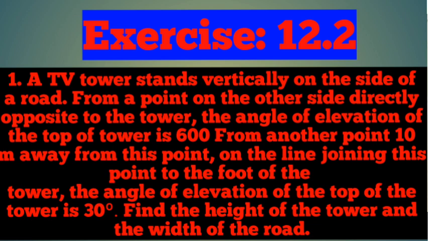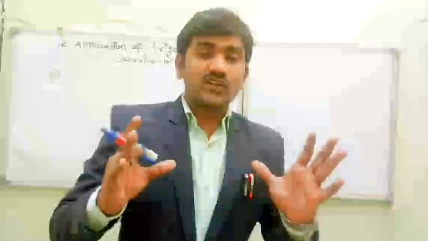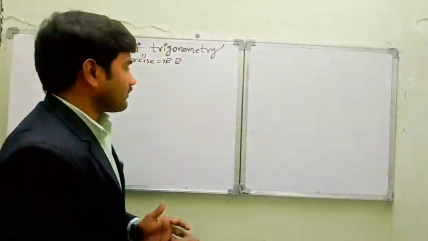See once again, there is one vertical TV tower standing on one side of the road. Directly opposite to this tower on the road, the angle of elevation to the top of the tower is 60 degrees. Again, 10 meters away from that point, there is one more point we take. From there we observe the top of the same TV tower with the angle of elevation 30 degrees. Here we need to find out the height of the tower and width of the road. Let me draw the diagram of this question.